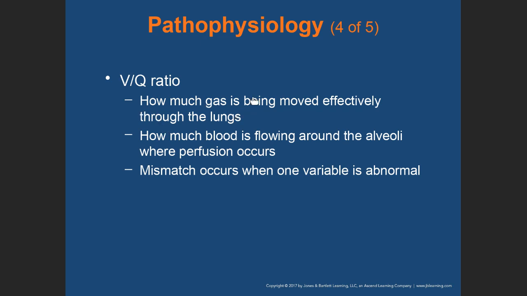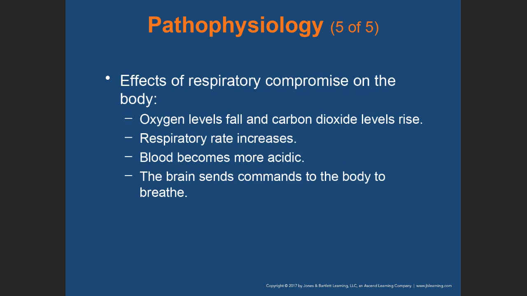How much gas is being moved effectively through the lungs? How much blood is flowing around the alveoli where perfusion occurs? As I said, if the blood reaches the pulmonary capillaries and oxygen is not available, then we get a mismatch and the blood is recirculated to the heart without any oxygen in it. And that can lead to serious complications.